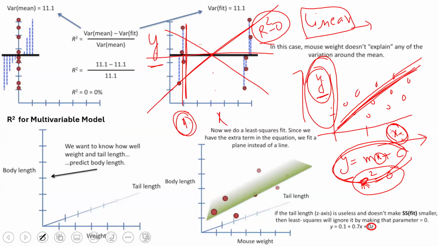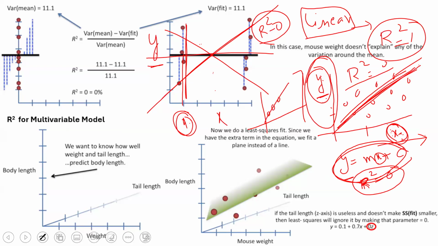When linear regression is not possible, r square will be equal to 0, and r square is equal to 1 when there is a perfect fit. Perfect fit means if all the points lie on this line, you're exactly predicting the values. That means the predicted value is the same as the actual value. If the mouse size is 20, you're predicting that as 20. If the mouse size is 30, you're predicting that as 30. In that case, what does r square come down to? R square is nothing but variance along the mean minus variance along the fit, divided by variance along the mean.